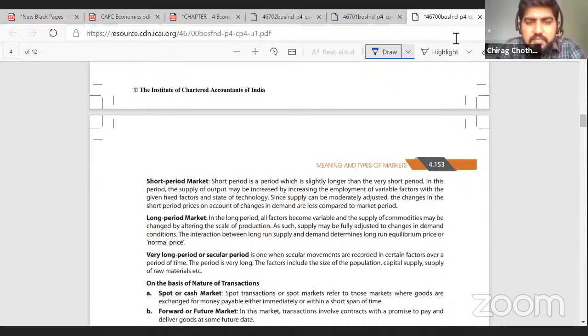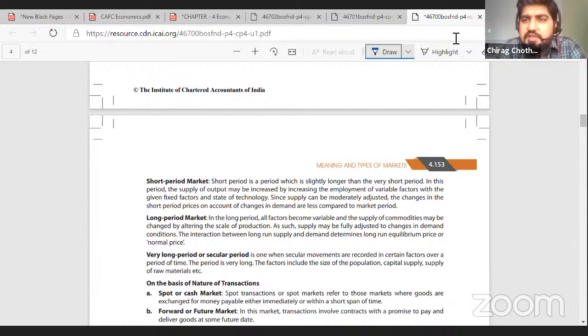Okay, first one was geographical. Next one is time element. In geographical location, what was the thing, students? Do you remember that? Yeah, please revise it. First one was local market, next one was regional market, next is national, and last one is international market. In time element, students, it will be very short period market, short period market, long period market, and very long period market.